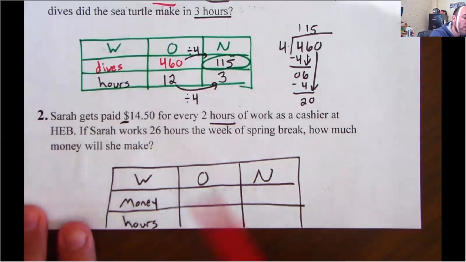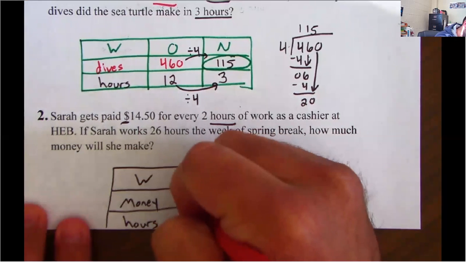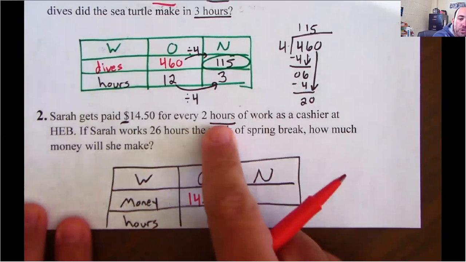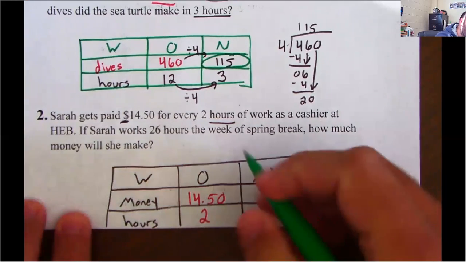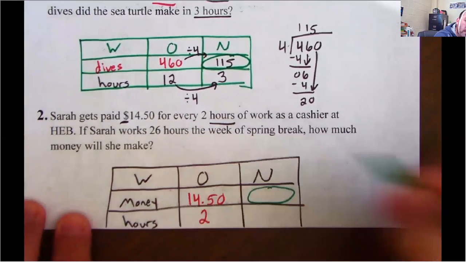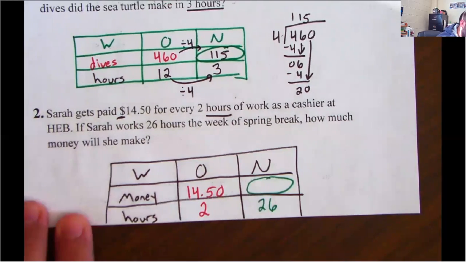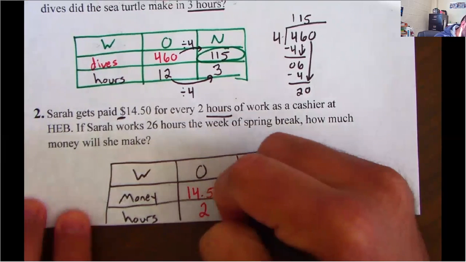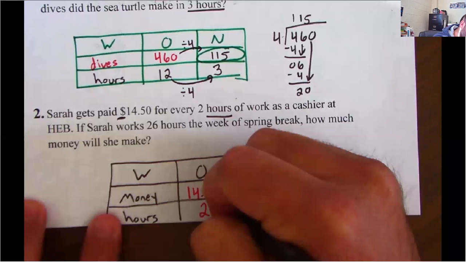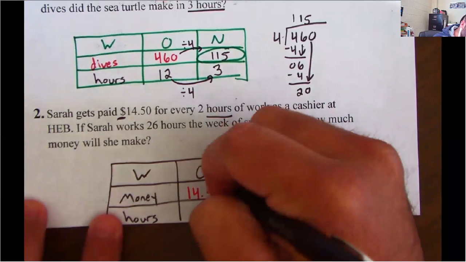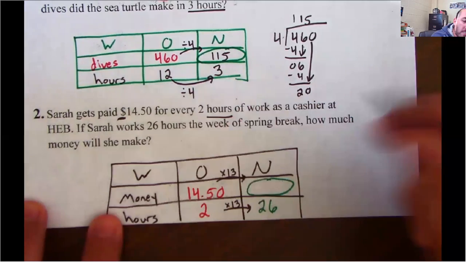Well, it already tells us she made $14.50 for 2 hours of work. We want to know how much did she make if she worked 26 hours. Well, guys, how would you go from 2 to 26? You would multiply by 13. So what is 14.50 times 13?